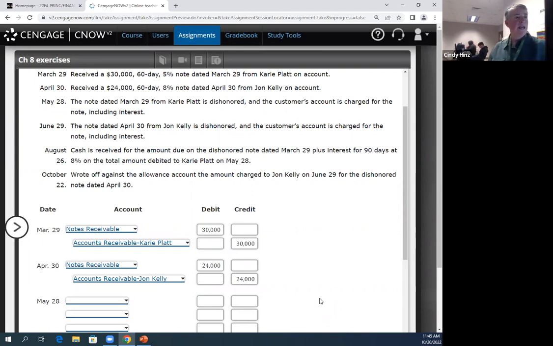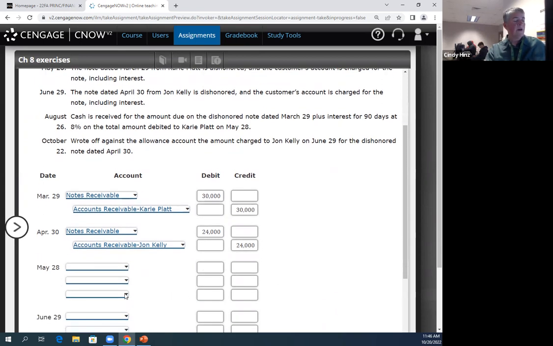So what happens on May 28th? That's the day that Carrie should have paid her account, but the note is dishonored. What that means is she didn't pay. She should have been paying the $30,000 plus interest at that time. She did not pay for whatever reason. And so the company at that point needs to move the value, 30,000, out of notes receivable, and move it back to accounts receivable. So we're crediting notes receivable and debiting accounts receivable.